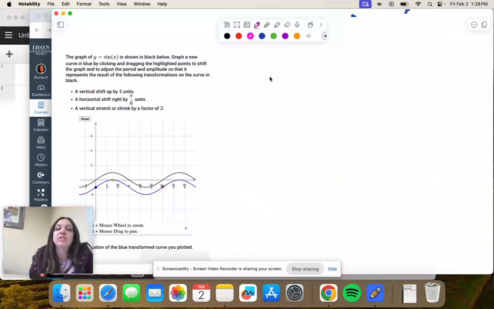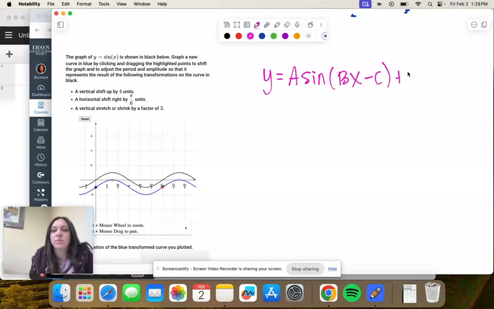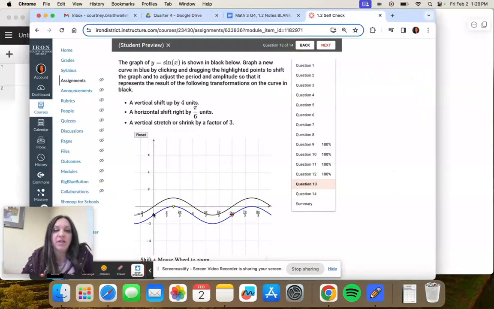So I want to start with our general form. The first thing we're given, because we do have to write the equation, is a vertical shift up by 4. So that's d. d is plus 4. We're going to move our graph up 4. So here's sine. It's at 0, 0. If we add 4, that point is up there at 4.